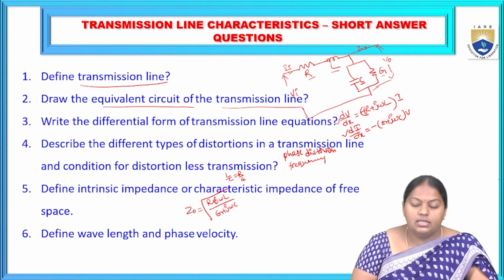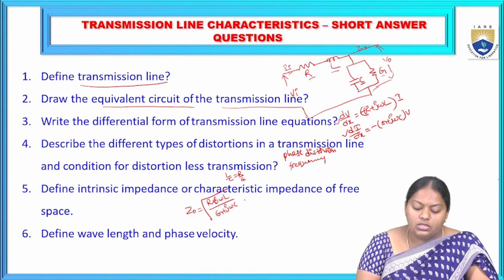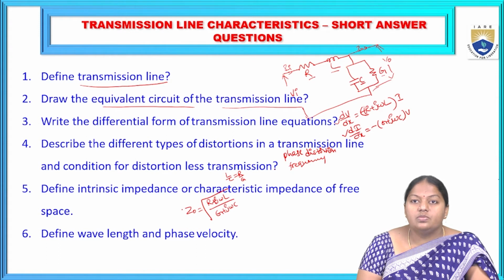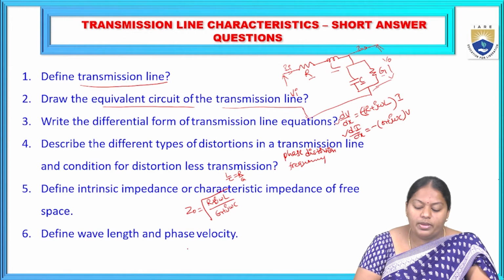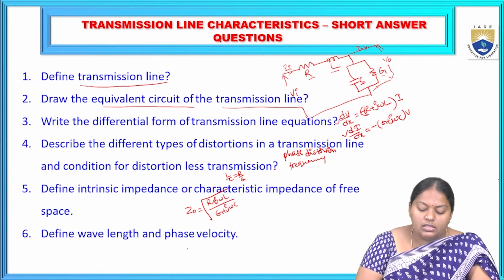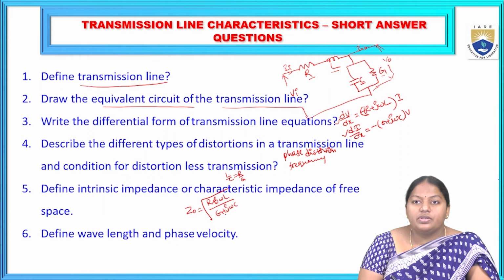It is the ratio of the input voltage to the input current, or in terms of intrinsic impedance, it is related to the fields and is given by the electric field strength to the magnetic field strength. For the characteristic impedance, we represent it with Z0, and it is given by root over (R plus j omega L) by (G plus j omega C), which includes all the primary constants of a transmission line along with the operating frequency omega.